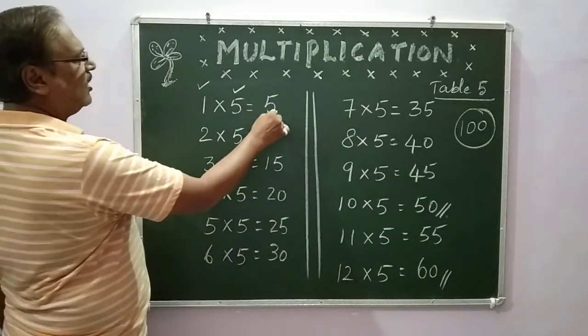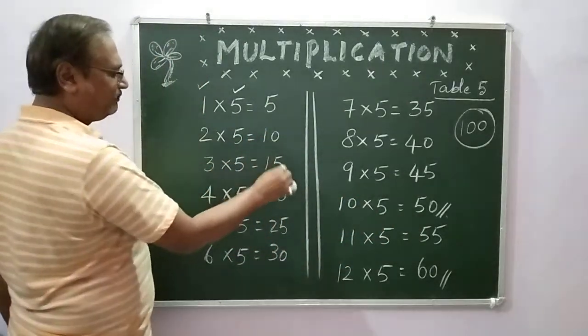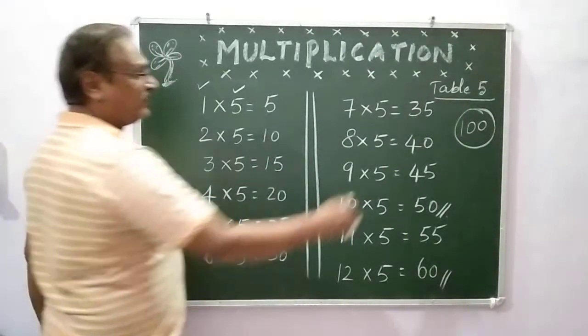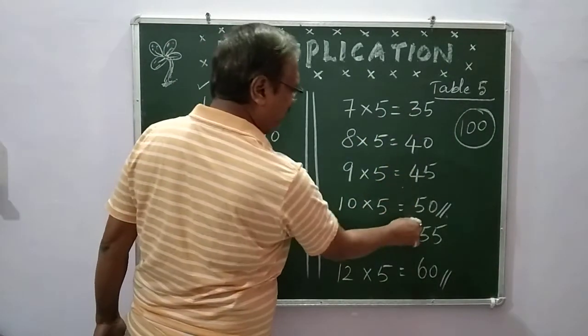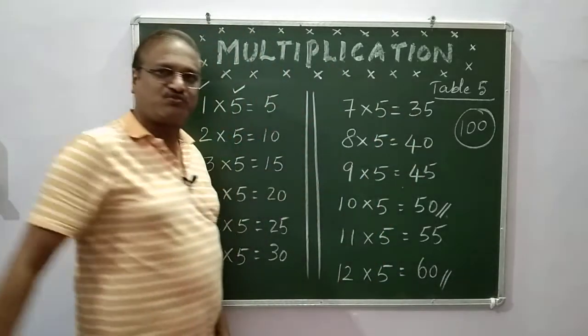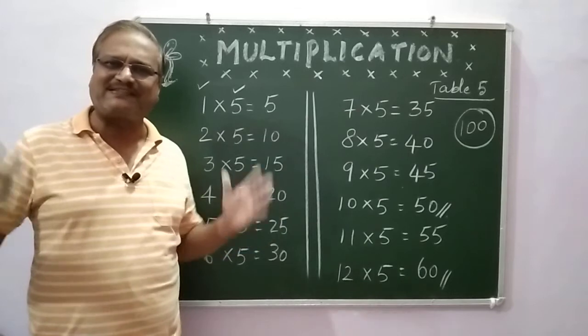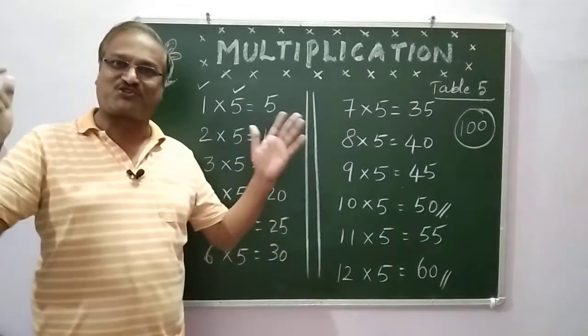And you see the jump: 5 plus 5 plus 5 plus 5 plus 5 plus 5, 30. Then 5 plus 5 plus 5 plus 5 plus 5 plus 5, 60. Yes, these are very easy. Maths is easy with Uncle Sri.